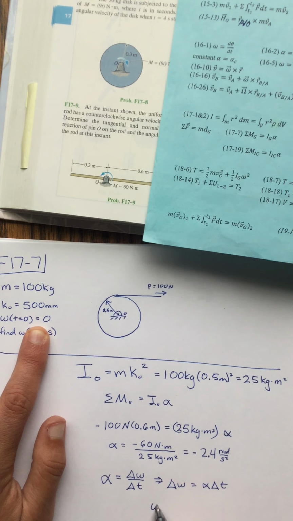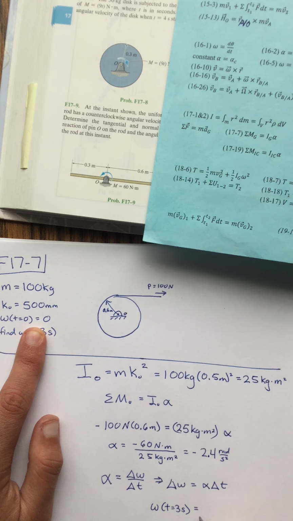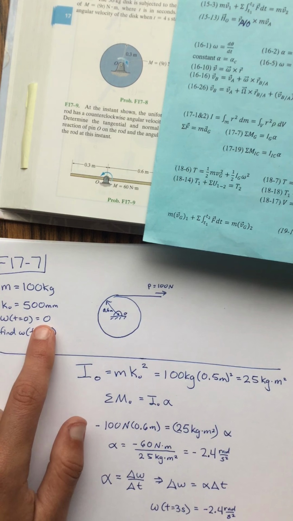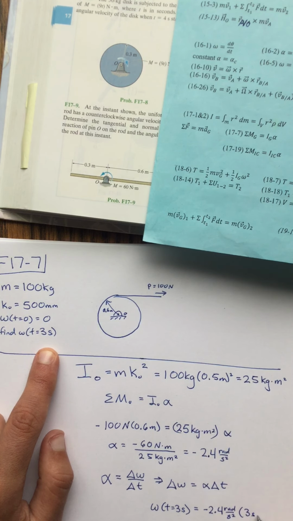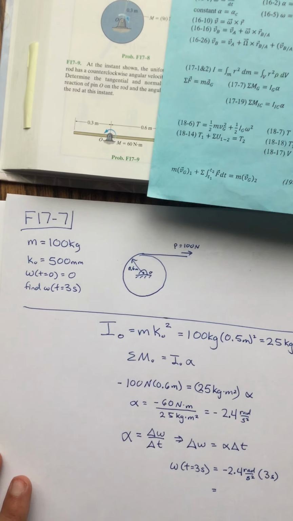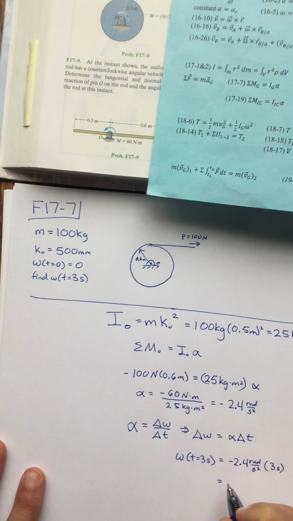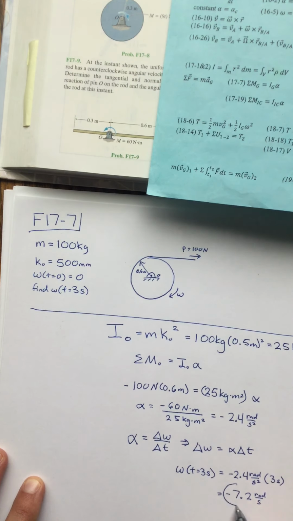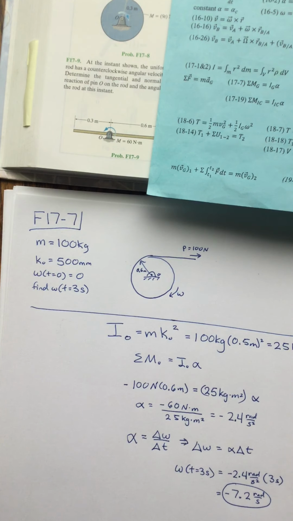So this gives us the angular velocity when t is equal to 3 seconds, which is what we're looking for since you're just subtracting 0 from that. The angular acceleration is negative 2.4 radians per second squared. Delta t, we're going from 0 to 3 seconds, so this is times 3 seconds. And that gives us negative 7.2 radians per second for our angular velocity when t is equal to 3 seconds. And again, it's negative because the rotation is in the clockwise direction. And that's our answer for fundamental problem 7.